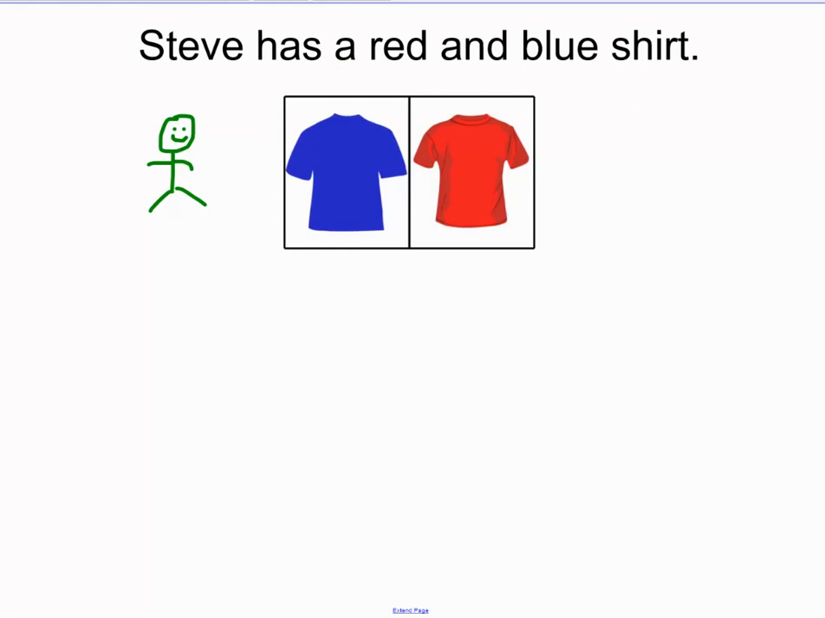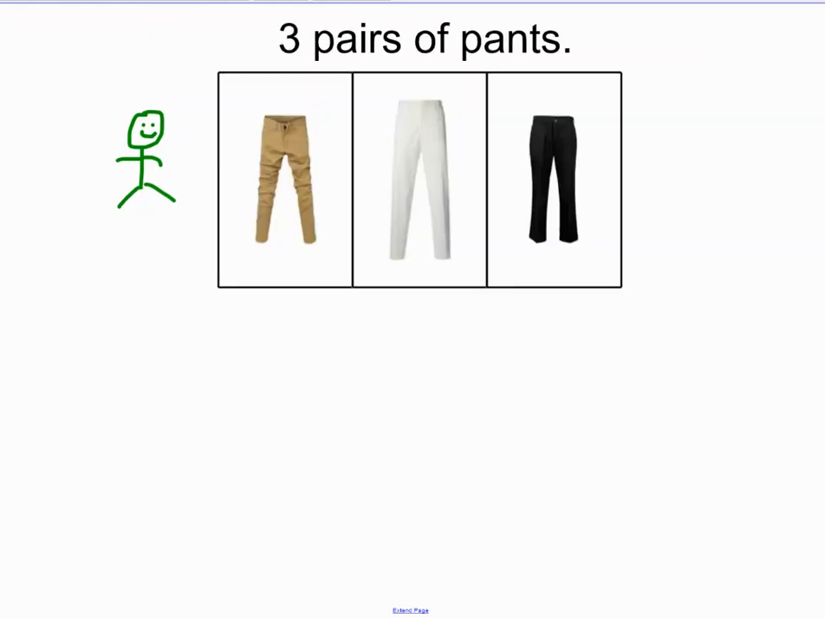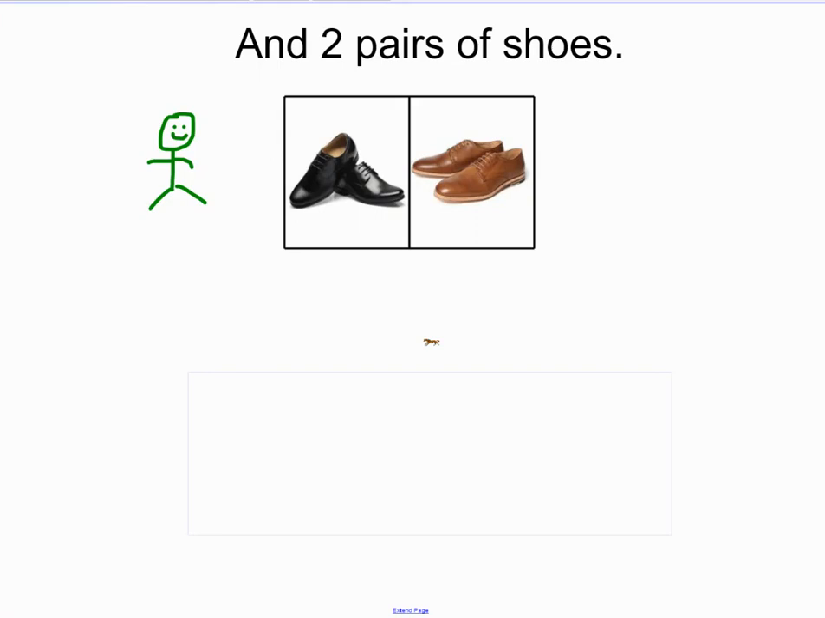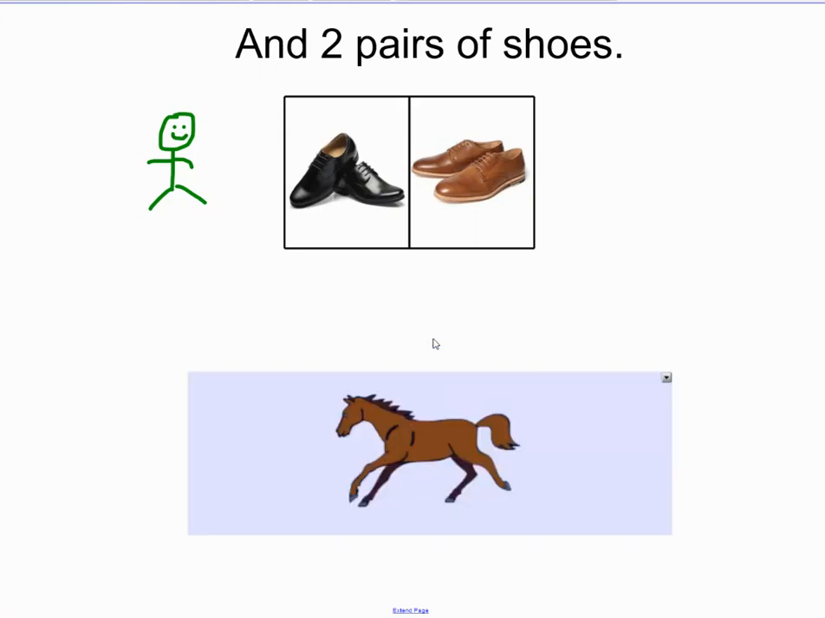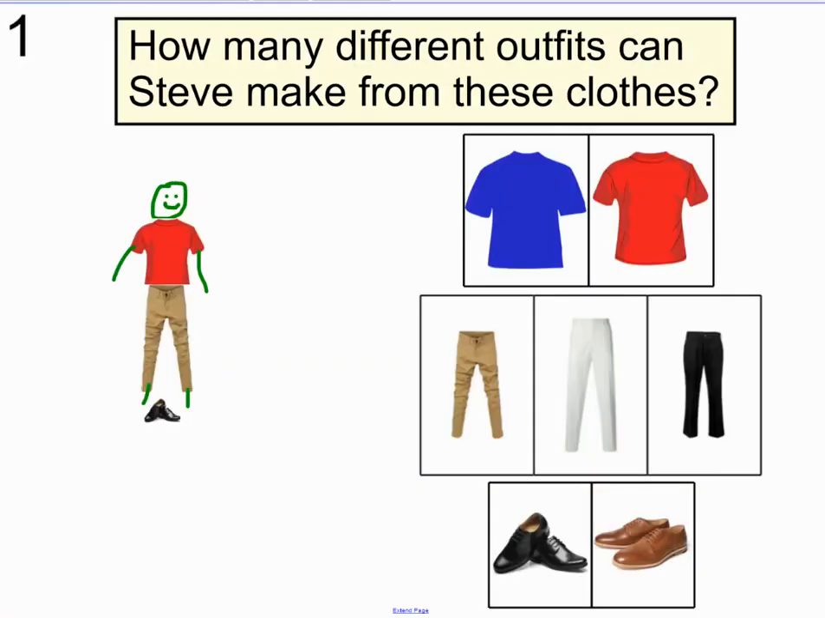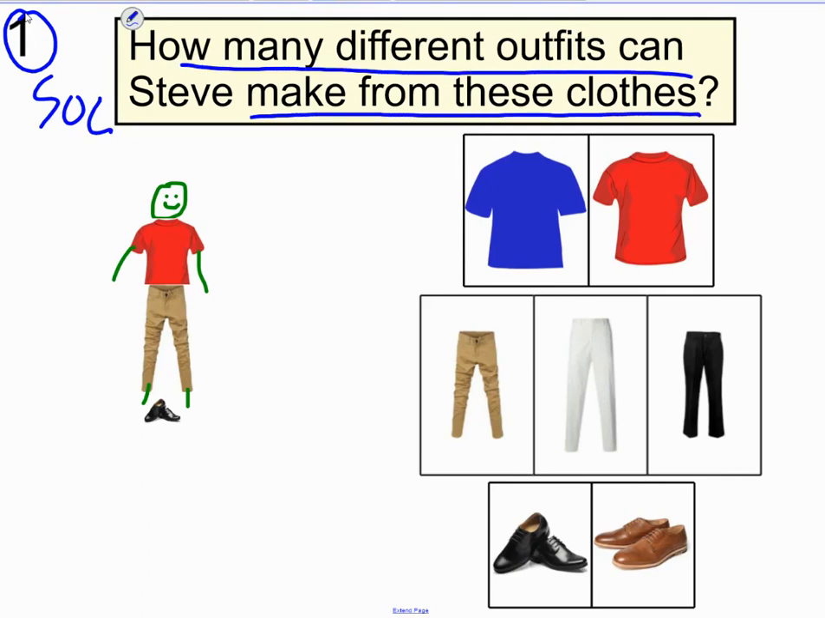diagram. Steve has a red and blue shirt. All right. He has 3 pairs of pants, simple enough, and he has 2 pairs of shoes. Steve is indeed a clothes horse. This is number 1 at Socrative. Pause the video and see if you can answer that. How many different outfits can Steve make from these clothes?